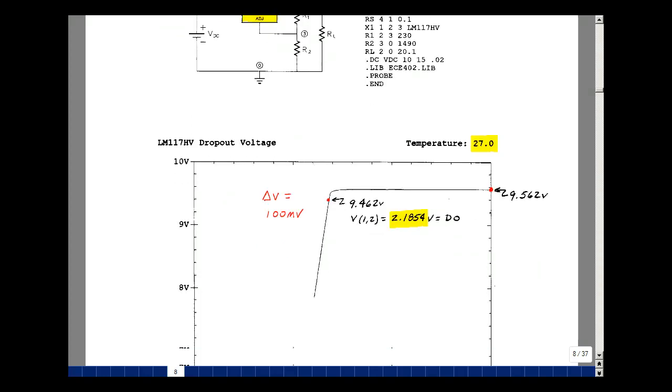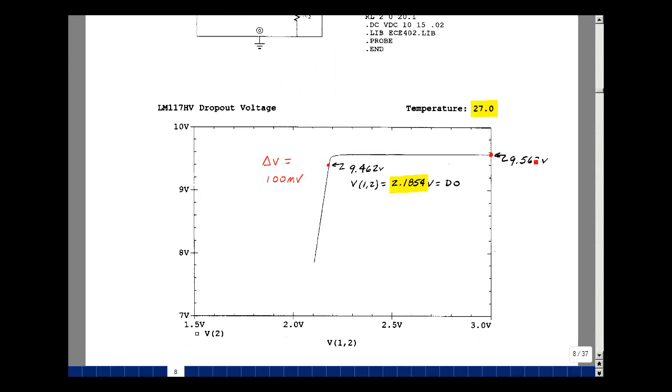Now the dropout voltage is defined when you start out at the output and then you start to decrease the input until it drops by 100 millivolts. So again, every manufacturer will have some kind of testing that they're going to do, and this is how the dropout voltage is defined. And so I get about 2.1854 volts from my dropout voltage. So this dropped by 100 millivolts, and the voltage across the regulator is about 2.2 volts.